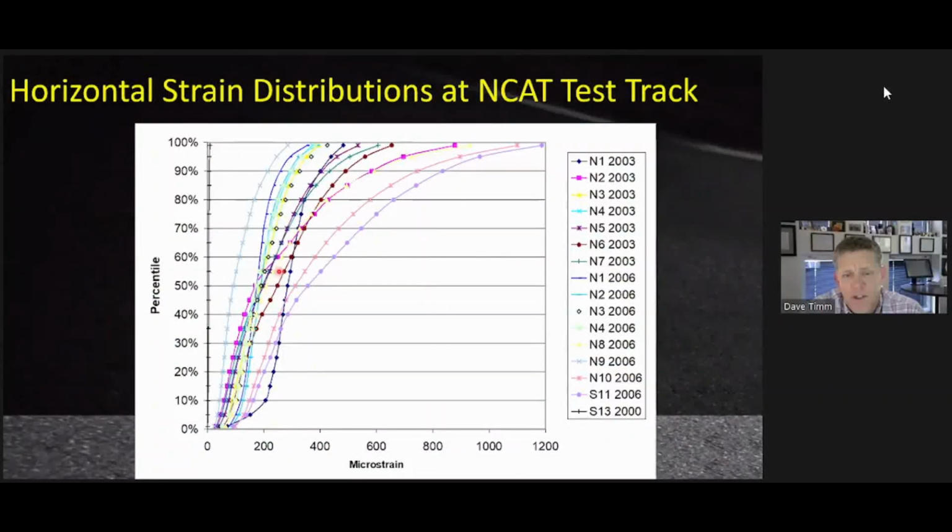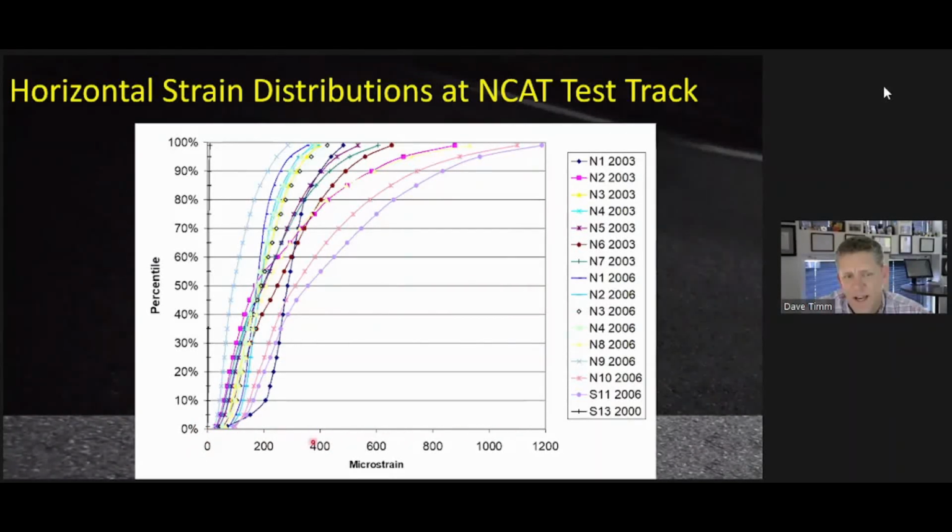So this is some research or some data from the NCAT test track, and one of our former PhD students that is now at Napa, Dr. Richard Willis. This was one of the main things that came out of his doctoral work while he was here at Auburn working at NCAT. He put together all of these strain distributions for all these different test sections at the test track, and this is showing how much tensile strain they're experiencing.